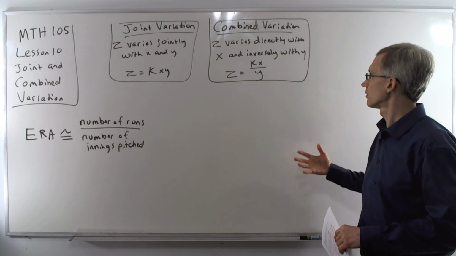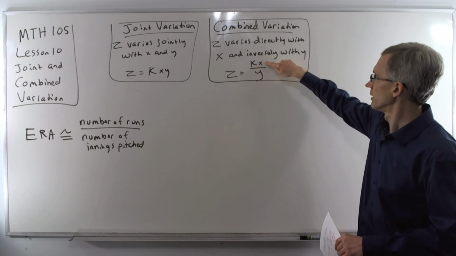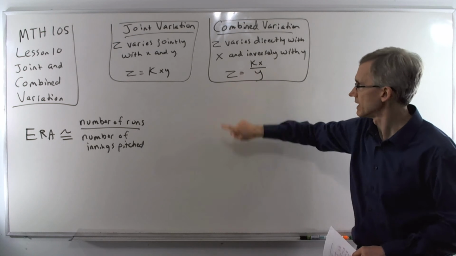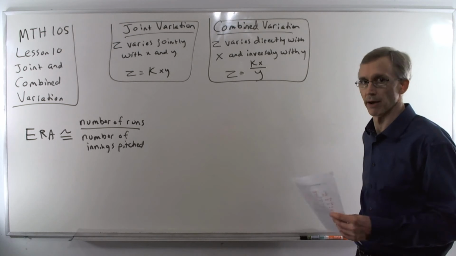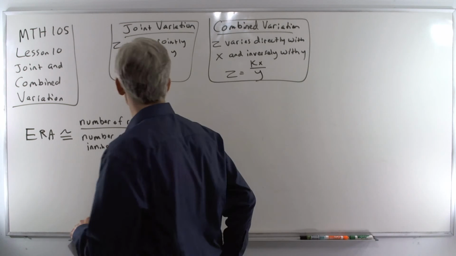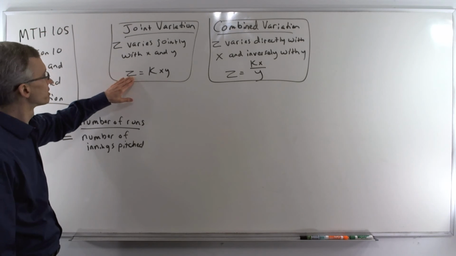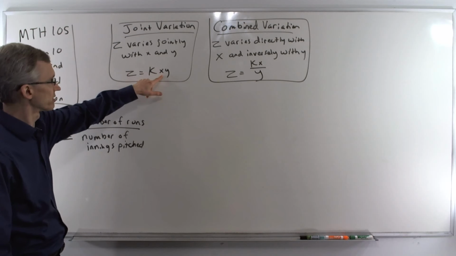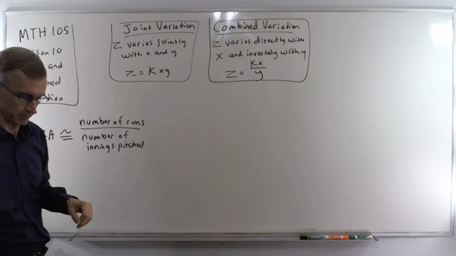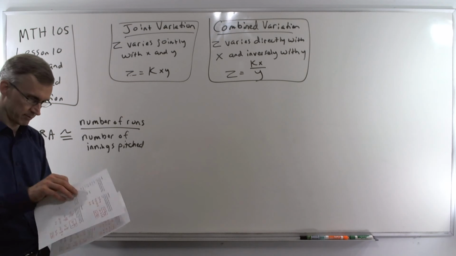So we've got an equation here with both X and Y. Z is going to change with X. As X goes up, Z goes up. And as Y goes up, Z goes down. And that's combined variation. So we've got two variables there. And the other one we're going to look at today is joint variation, in which Z varies directly with two variables. So as X goes up, Z goes up. As Y goes up, Z goes up. So it's the same idea as last time, but with two variables.